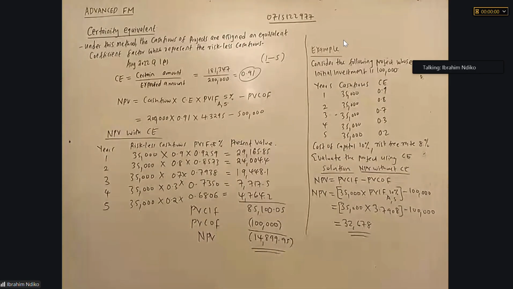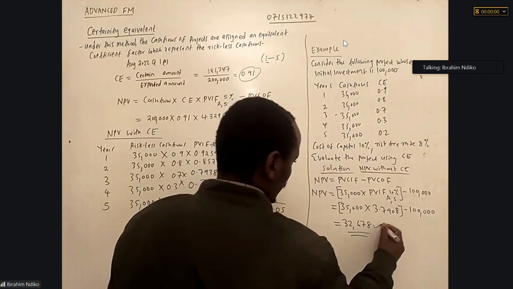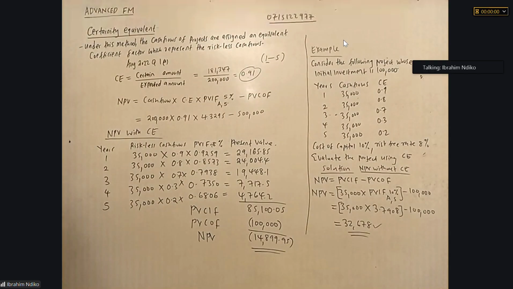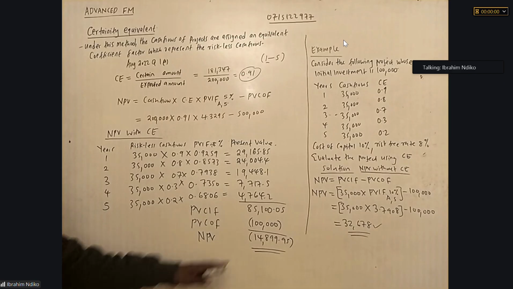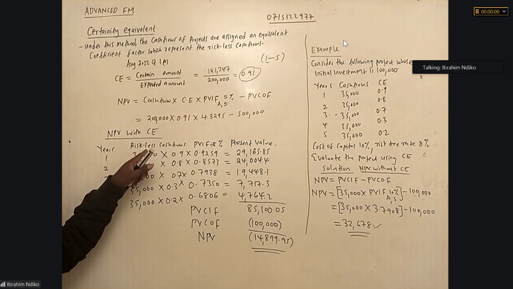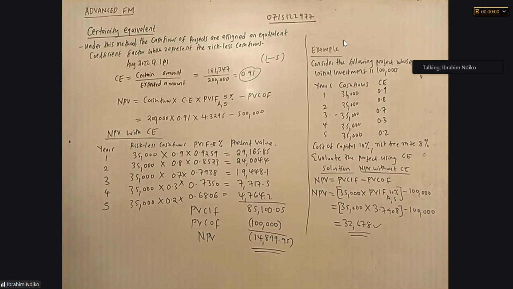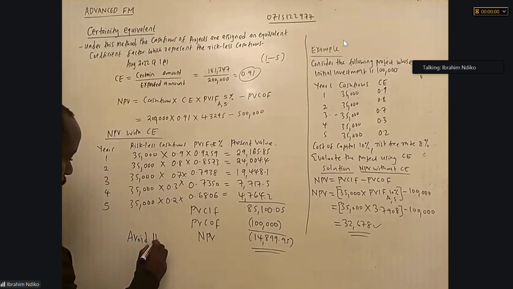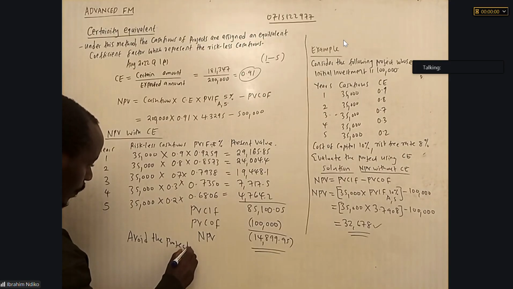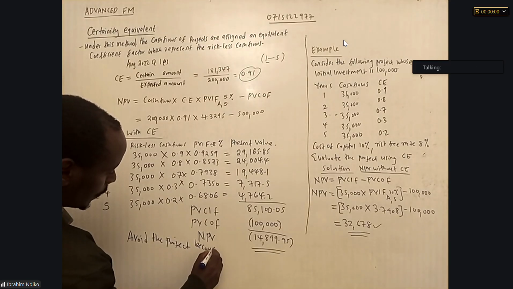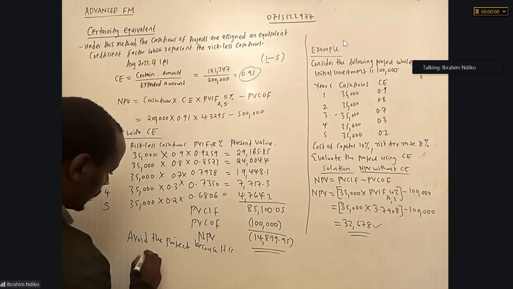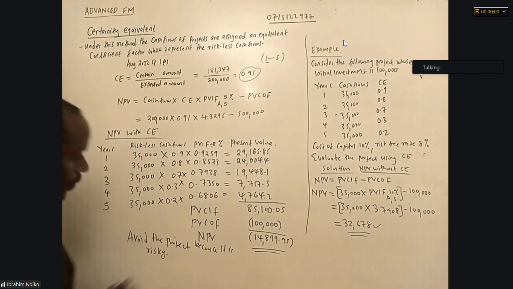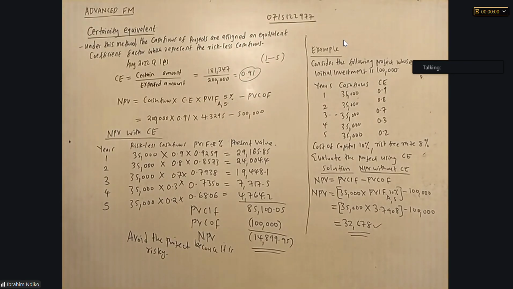But when you are not using certainty equivalent, the project has a positive NPV. What does it tell you? If it is negative, it means the project is risky. So avoid the project because it is risky. Is that okay? Yes.